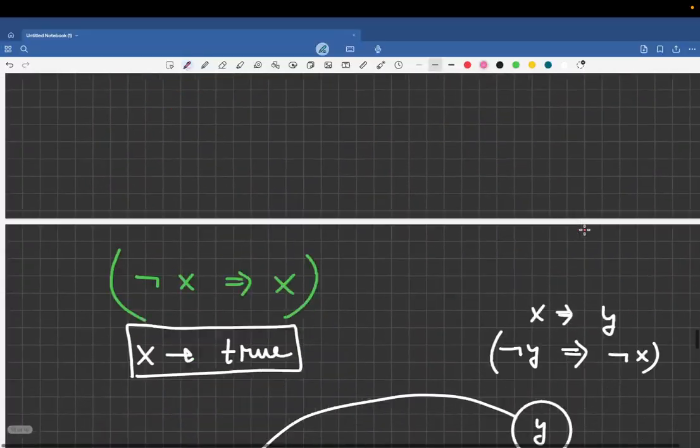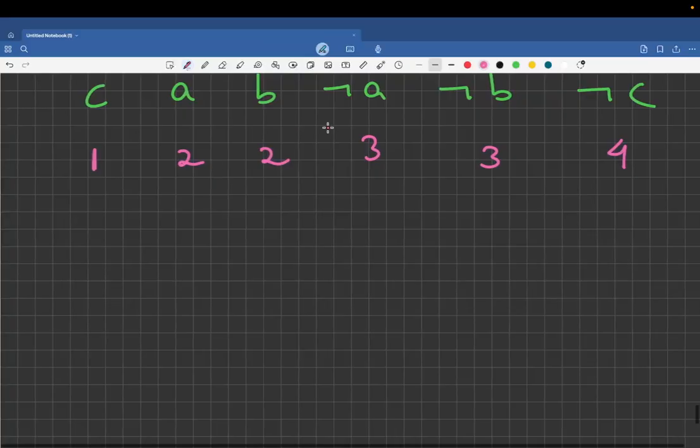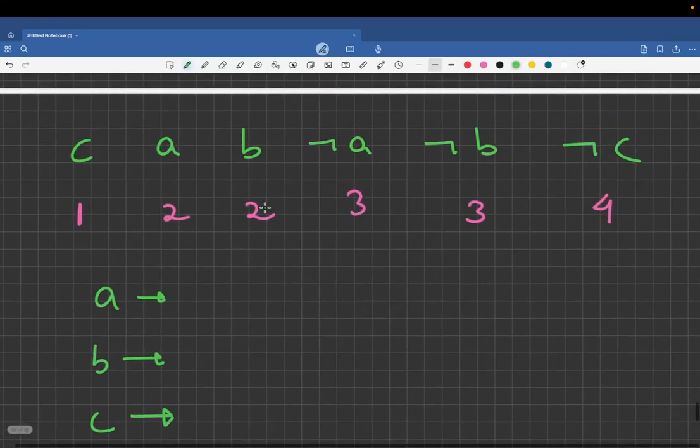Okay. So now how will I assign the variables? Let's first of all assign by order. For A, we will assign true or false. For B, we will assign true or false. For C, we will assign true or false. Coming to A, what we will see first is whether the component number for A and not A is the same. For A it is 2, for not A it is 3. So definitely the component number is not the same. Check passed.